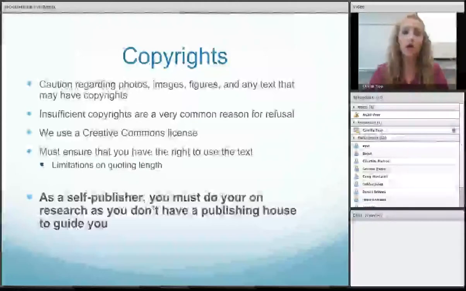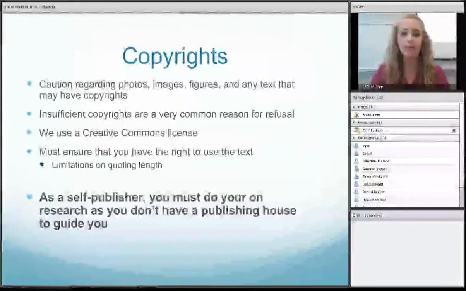So with Evidence Network, what we have on all of our op-eds is a Creative Commons license, and this allows us to publish them because the author does retain the rights. And so we do have the ability to publish them in a book. So you have to consider that. And also there's some funny things like limitations on quoting length. You can only quote a certain amount before it becomes not your copyright.